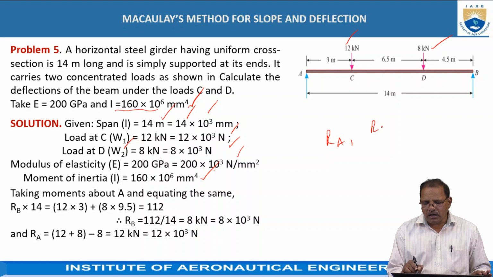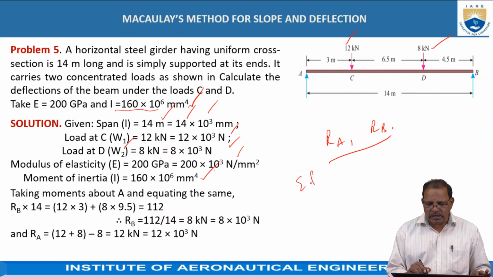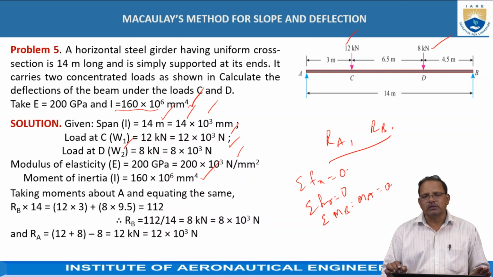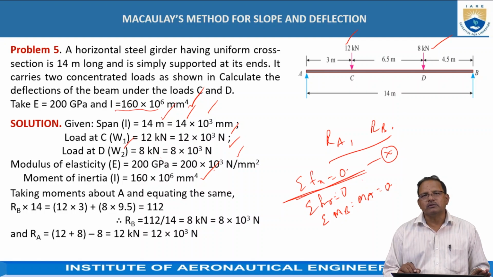Now, taking moments at point A, because first of all we require the RA and RB values. So by using equilibrium conditions, the sum of the forces acting in the x direction is equal to 0, sigma Fx is equal to 0, sigma F in the y direction is equal to 0, and sigma M at any point you are taking, MA or MB, should be equal to 0. Since there are no horizontal forces acting, this equation is not applicable for us. We have to consider only sigma Fy equal to 0 and sigma MA or MB equal to 0. That is the moment at any point now.